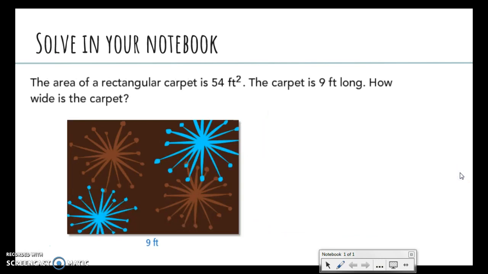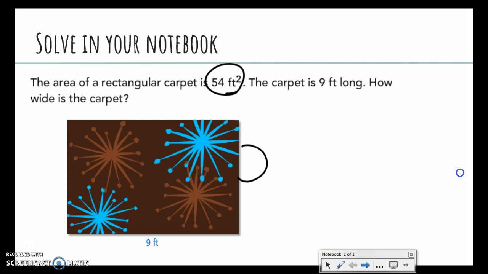Alright, the area of a rectangle carpet is 54 feet squared. The carpet is 9 feet long. How wide is this carpet? So say you wanted to put a rug in your living room after you finished your floors, just to protect them or just to have something soft to put your feet on while you're watching TV. So your length is 9 feet. If the total area is 54 feet squared, how would you figure out what the height is?